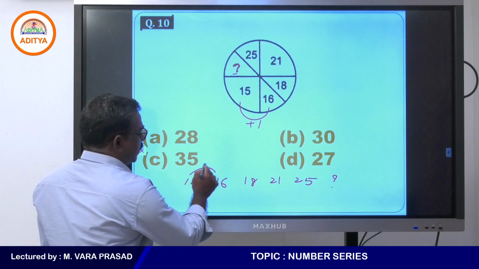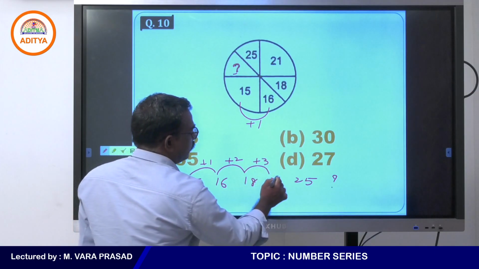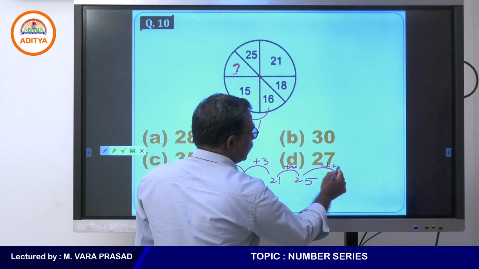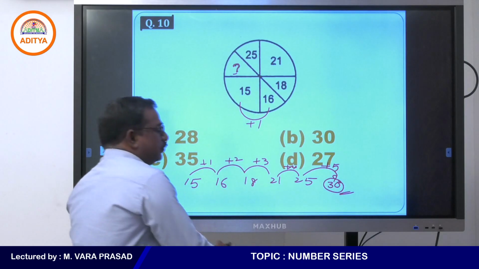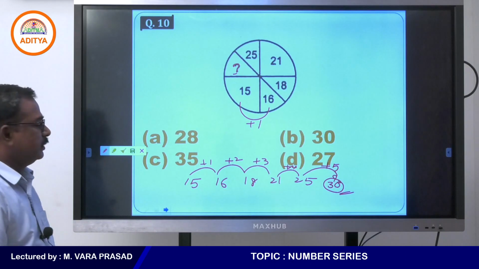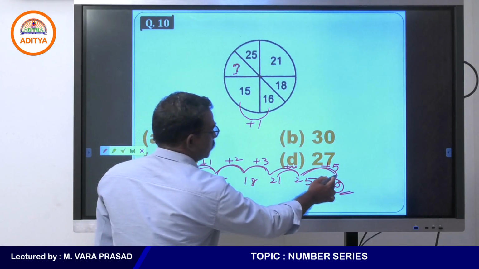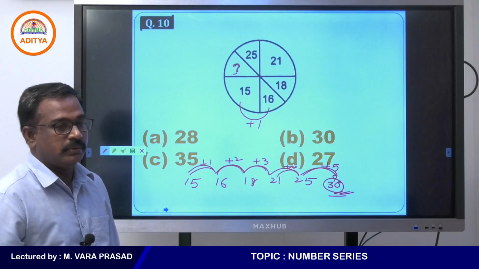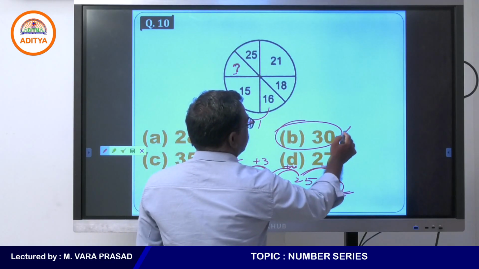Suppose here you take plus 1, here plus 2, here plus 3, here plus 4 and here plus 5, you will get 25 plus 5, that is 30. So, 15 plus 1 plus 2 plus 3 plus 4 plus 5, that is 30, right. So, the answer 30 is there in the options.